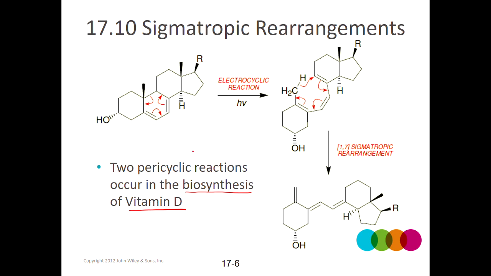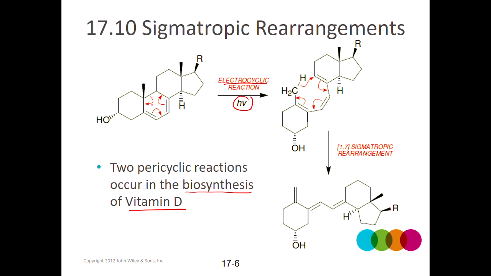So the energy from the sun provides the energy to cause an electrocyclic ring opening on this steroid that is naturally produced in the body. So this would be present in your skin, and the sunlight would hit your skin, and it would cause this pericyclic reaction, specifically an electrocyclic ring opening.